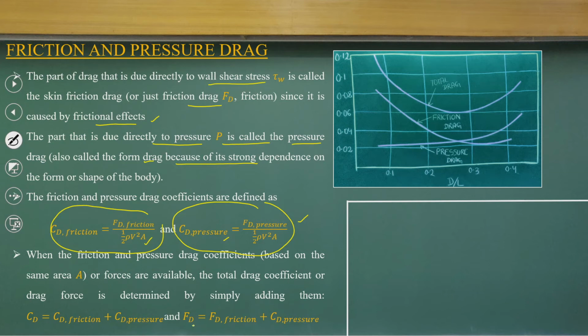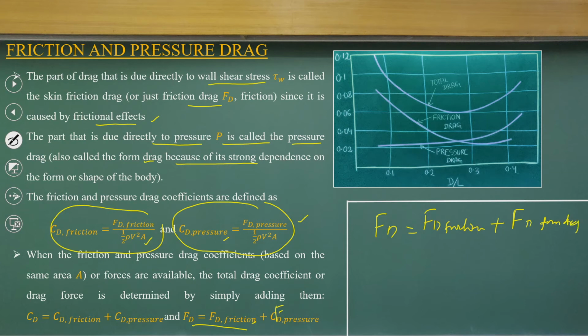So, as I said, the drag force F_D has two components. One is F_D friction, and the other is F_D for the pressure or form drag.